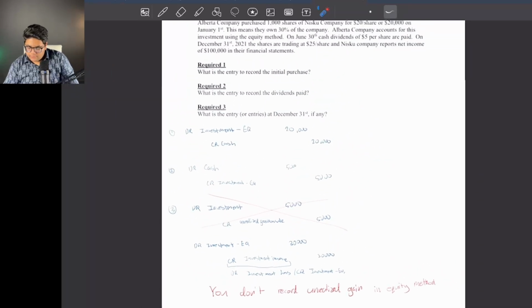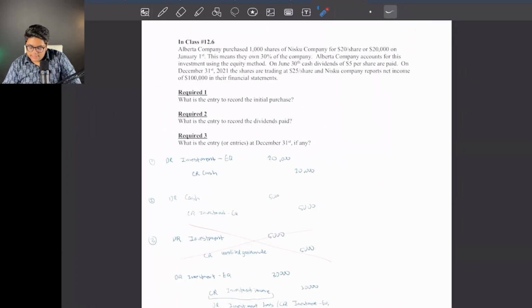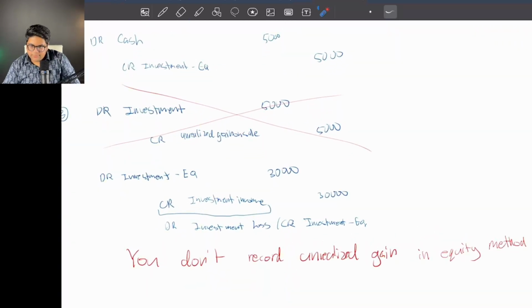And then lastly, we know that the corporation has a net income of $100K and we own 30%. So we pretty much own $30,000 of the net income. So we're going to debit our investment by $30,000, and our credit investment income is going to be $30,000 as well. And this is because we gain net income, we use this entry.